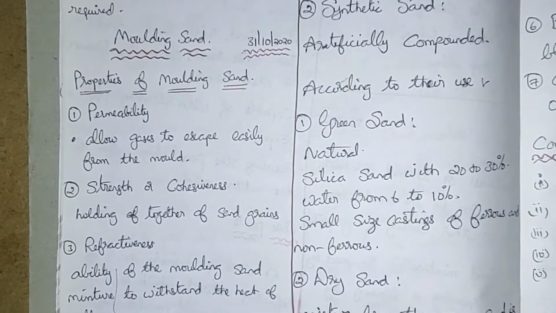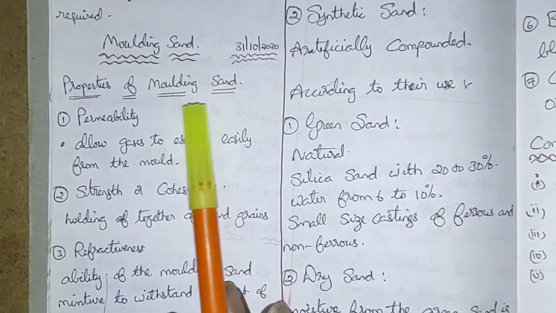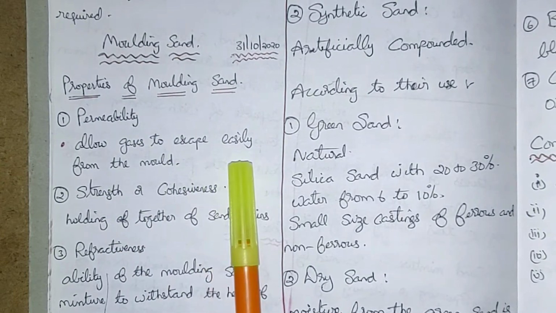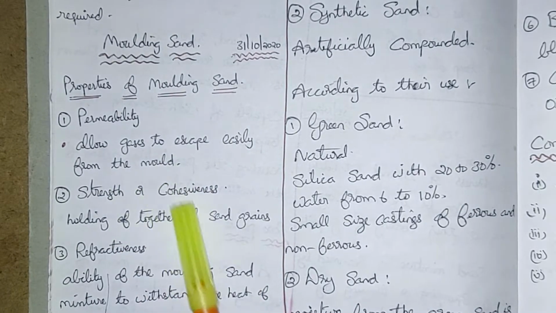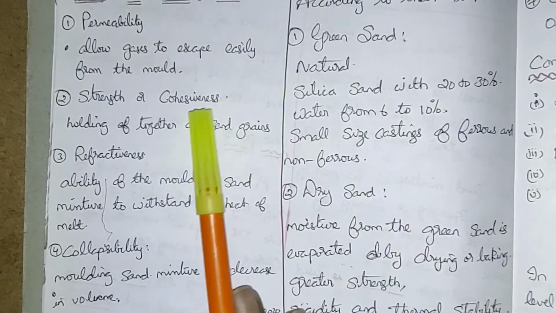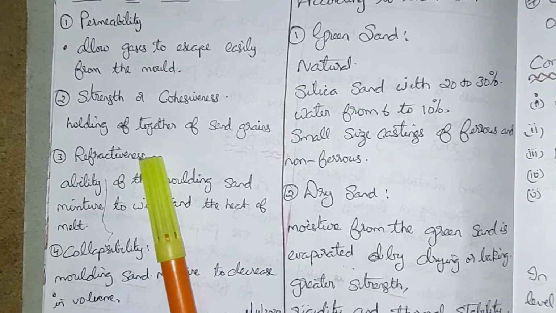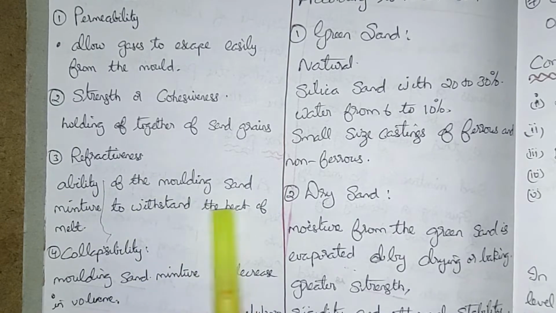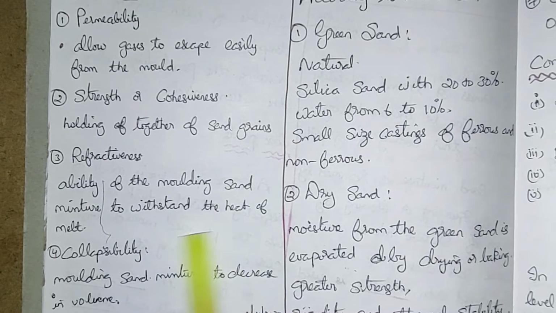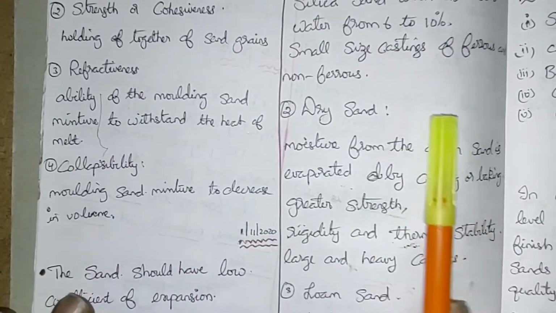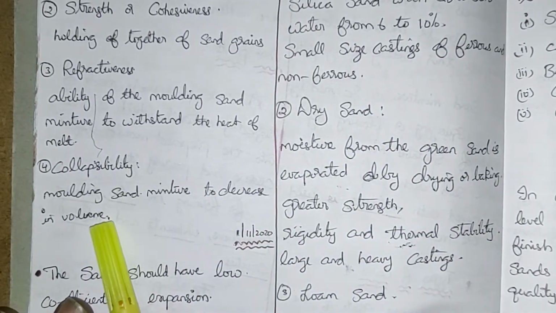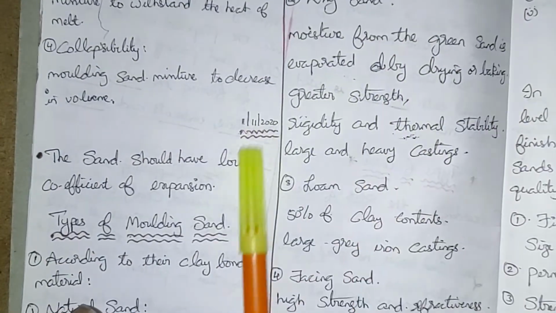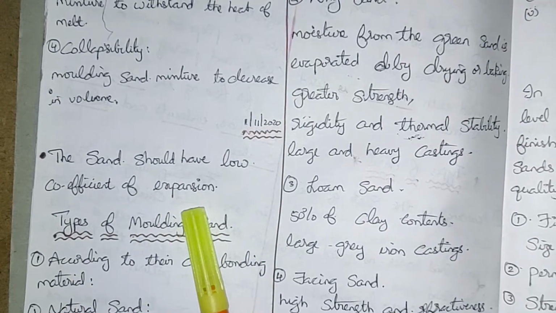Now we'll start discussing molding sand. Properties of molding sand: permeability, which allows gases to escape easily from the mold; strength or cohesiveness, the holding together of sand grains; refractoriness, the ability of the molding sand mixture to withstand the heat of the melt; and collapsibility, the molding sand mixture's ability to decrease in volume. The sand should have a low coefficient of expansion.